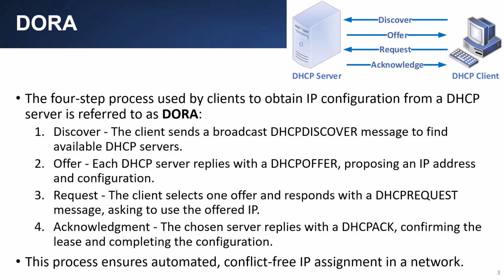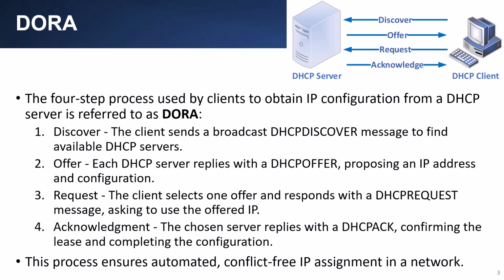The four-step process used by clients to obtain IP configuration from a DHCP server is referred to as DORA. Step 1. Discover. The client sends a broadcast DHCP discover message to find available DHCP servers. The client is literally screaming out, "Are there any DHCP servers out there that can help me auto-configure and give me an IP address?"